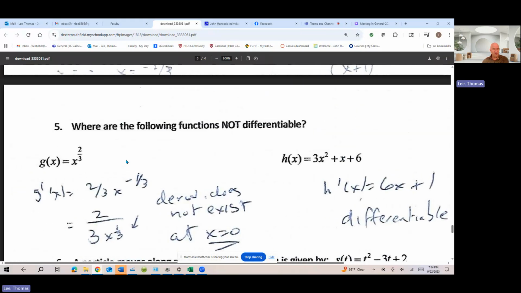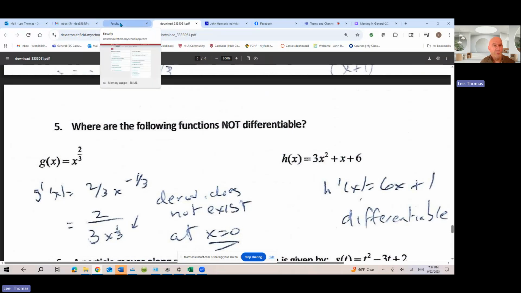Where a function's not differentiable: anytime you take the derivative and you've got an x in the denominator, it's not going to exist at 0. Any polynomial is going to be perfectly fine. H prime is 6x plus 1. That's differentiable everywhere. 6 is not tested on the test.